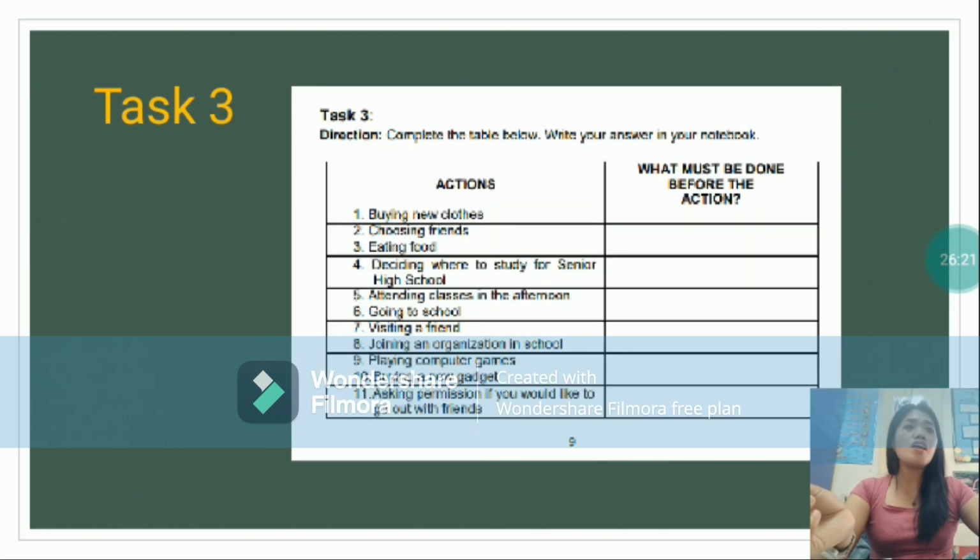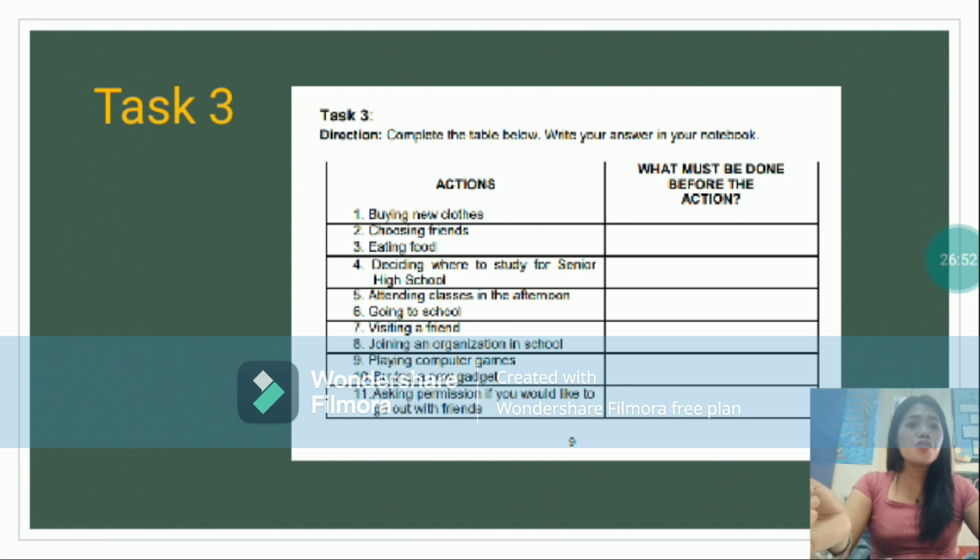For task number 3, you are provided with a table. All you need to do is to complete the table. Still, you will be writing this in your activity notebook. It is composed of 2 columns. First column, you have the actions, and the second column is where you write what must be done before the action. Number 1, buying new clothes.